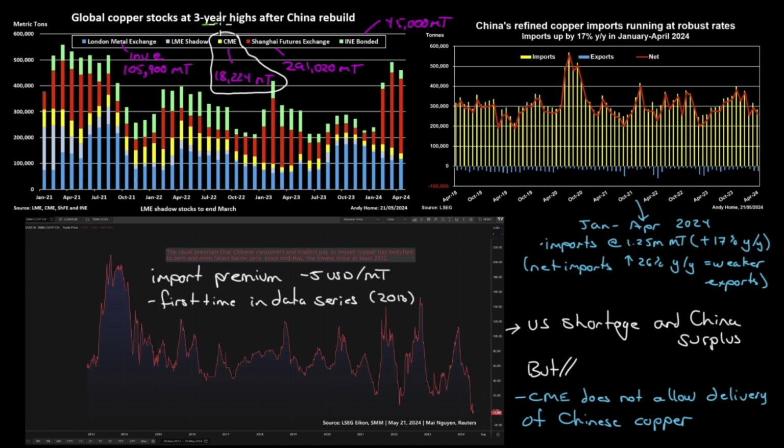Global copper stocks are at a 3-year high after China rebuild. This bar here is January 2024. This is April of 2024. The red part of the bar is inventory at Shanghai Futures Exchange. Look at what happened during February, March, and April. Copper stocks in China just exploded for two reasons. The importation of copper concentrate was higher year over year, and the importation of refined copper was higher year over year, but exports were lower and domestic use was lower.